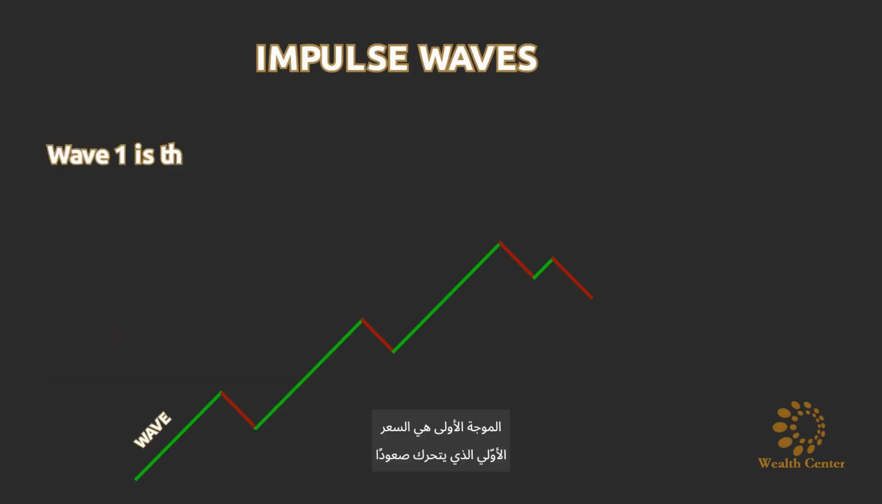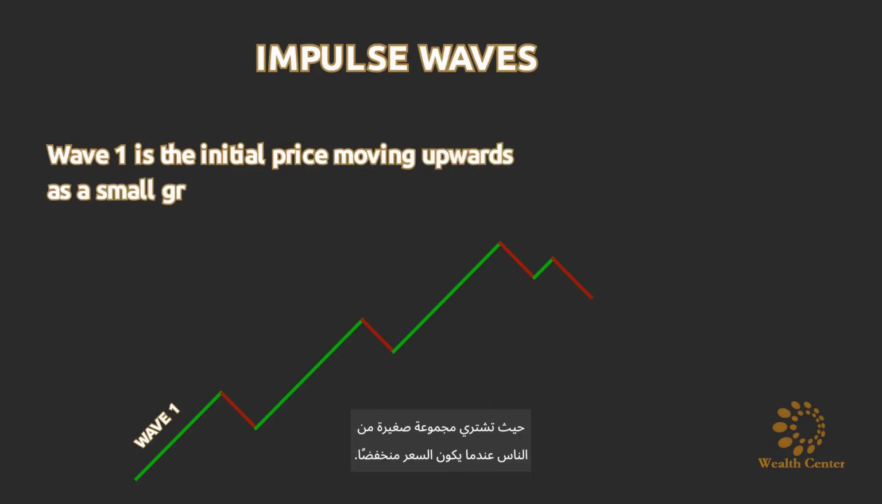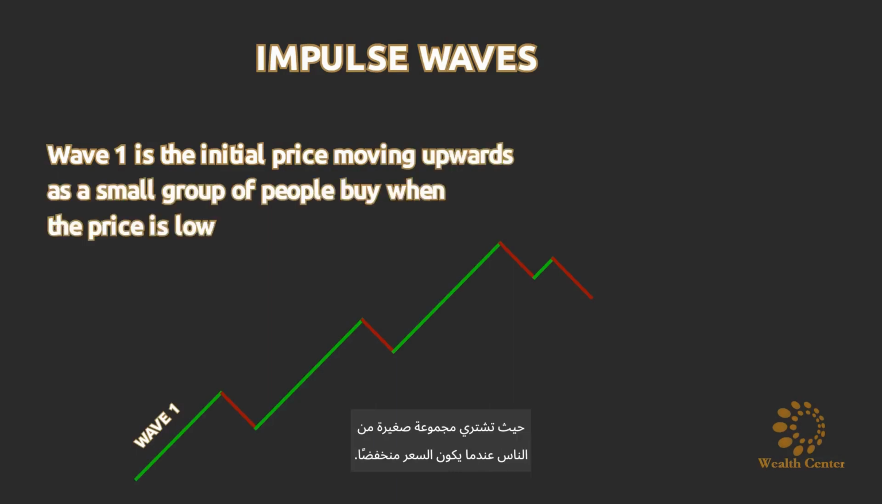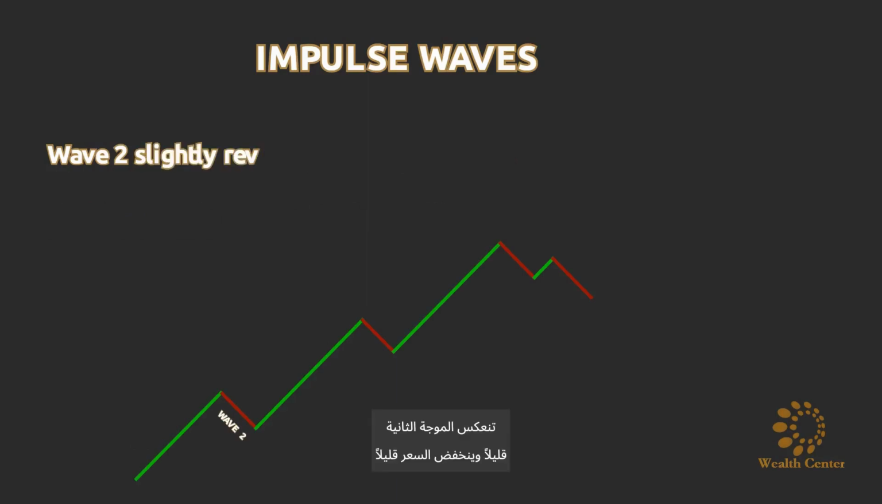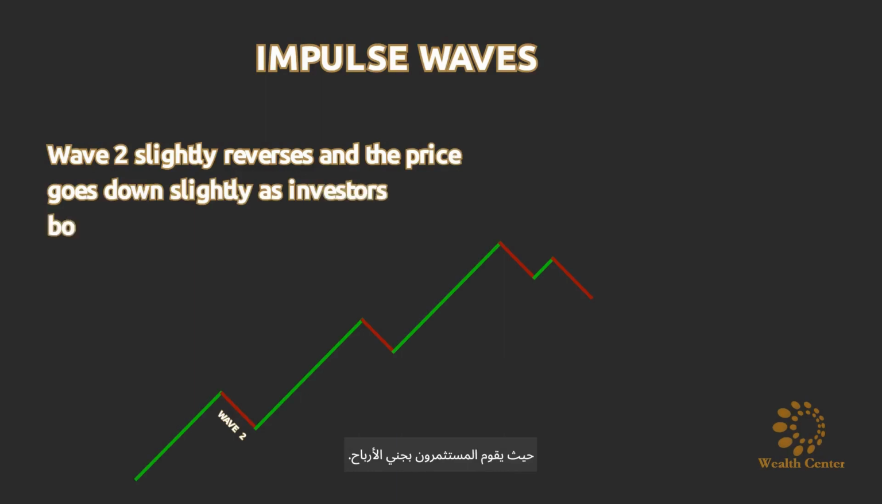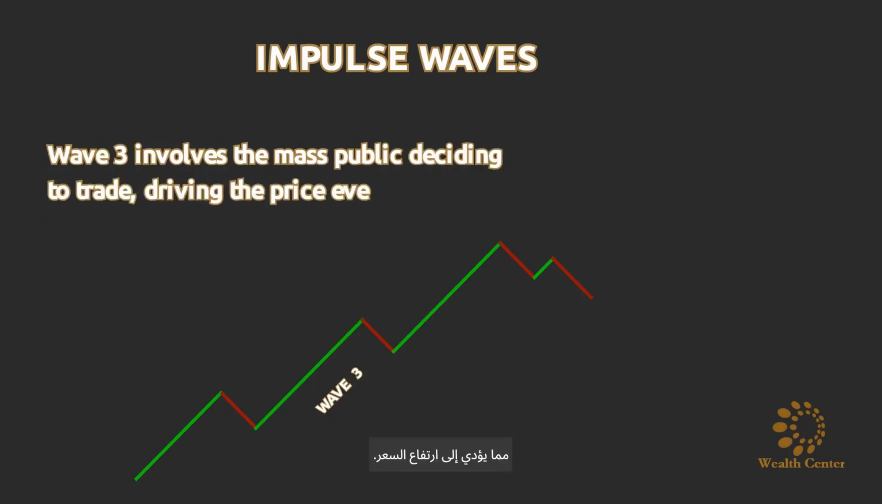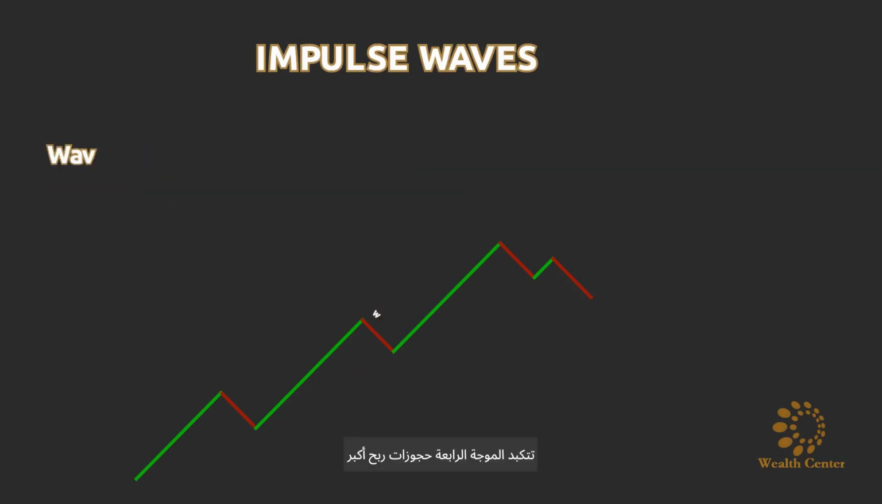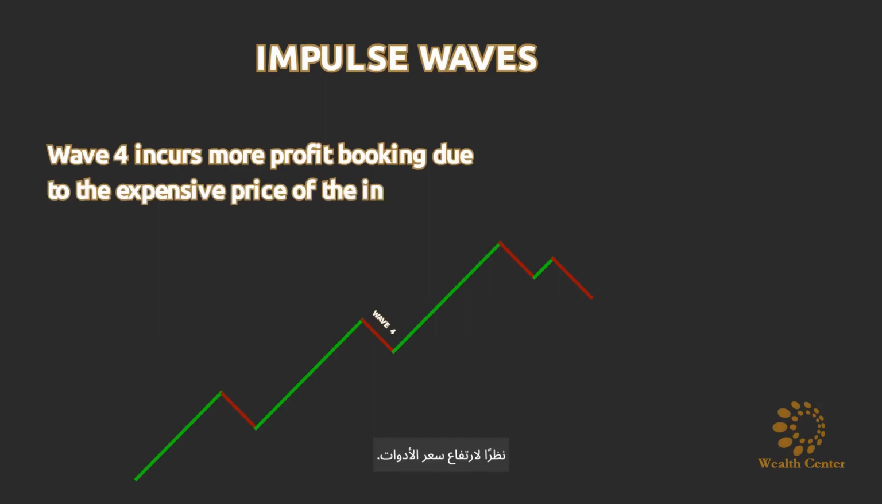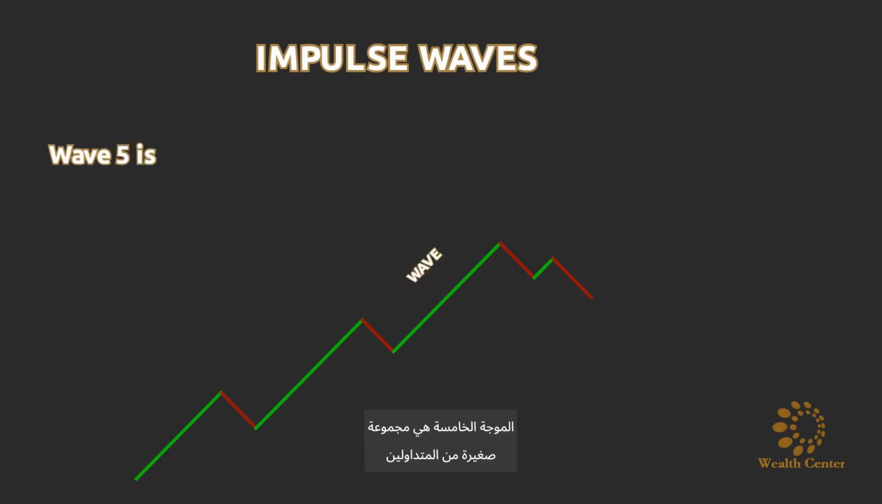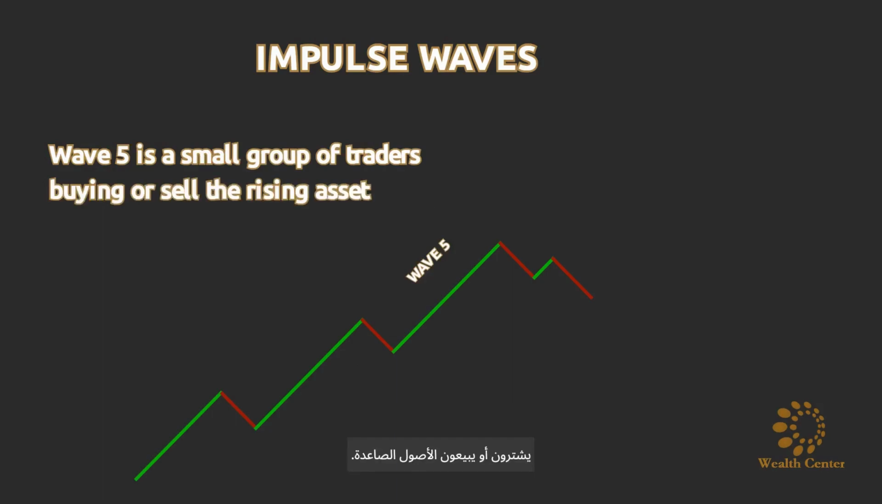Wave 1 is the initial price moving upwards as a small group of people buy when the price is low. Wave 2 slightly reverses and the price goes down slightly as investors book profits. Wave 3 involves the mass public deciding to trade, driving the price even higher. Wave 4 incurs more profit booking due to the expensive price of the instrument. Wave 5 is a small group of traders buying or selling the rising asset.